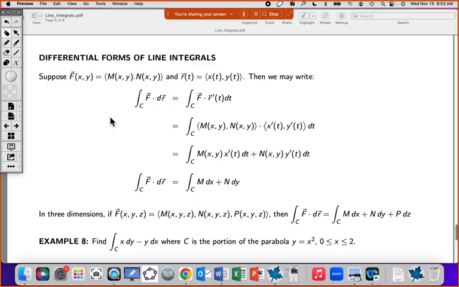Then on Friday, we'll start talking about conservative vector fields. Conservative vector fields are vector fields that are gradient fields. So we'll talk about that on Friday, and we'll just keep on marching through.